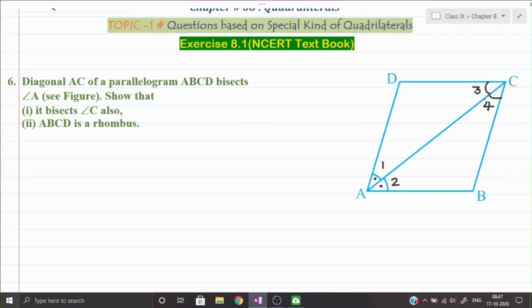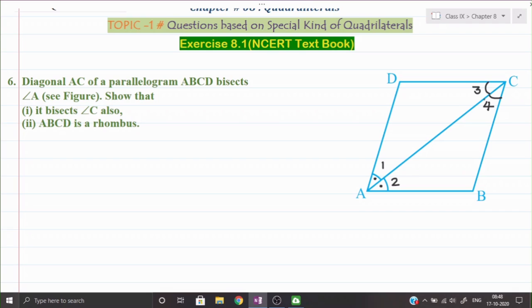See, to prove a parallelogram as a rhombus, only one thing is required to prove. In a parallelogram, only sides opposite to each other are equal, while in a rhombus, all sides are equal. So here we have to prove that all sides are equal. Now to prove that all sides are equal, it is not required to prove each and every side equal. See, already two sides are equal.